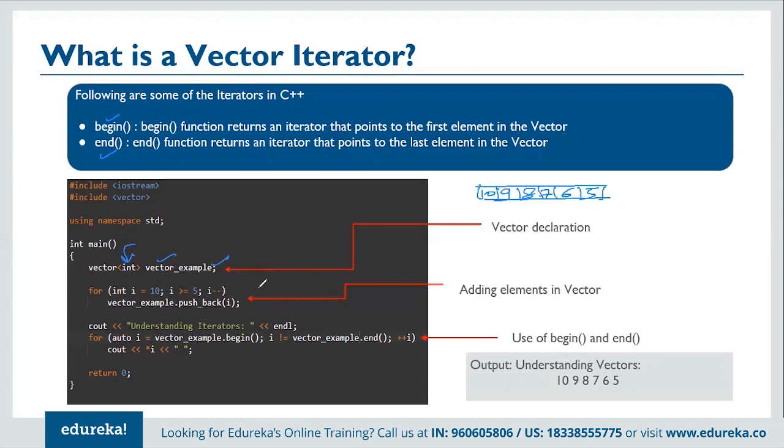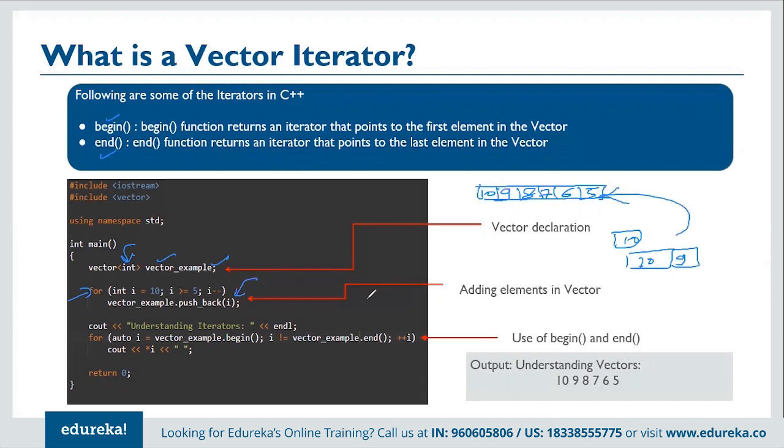Now I'm running a for loop and putting values in the vector. Initially, when the vector was created, it was empty. So one by one I'm pushing the elements at the end of the vector. The vector will have first 10, then 10 followed by 9. This way, after this loop is executed, this is how the vector will look.